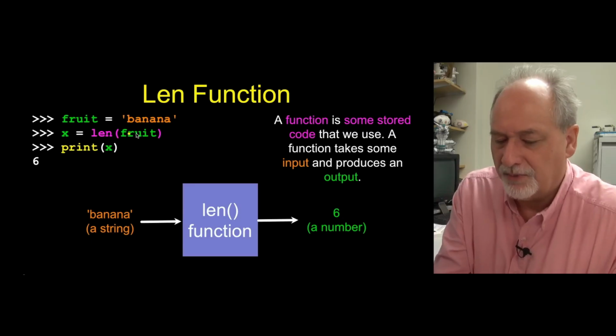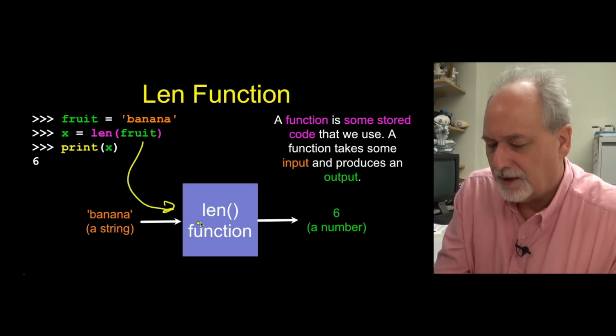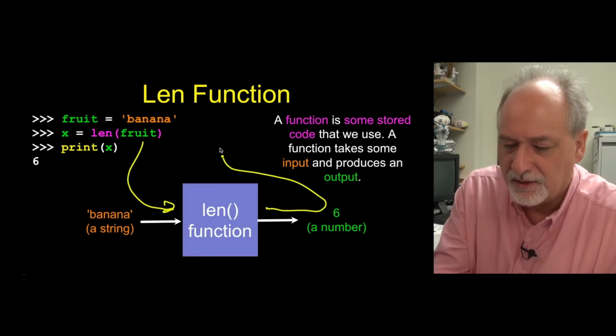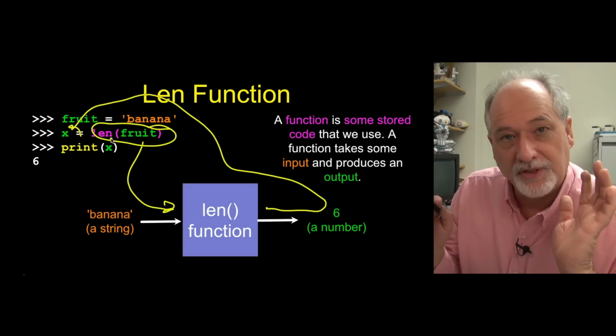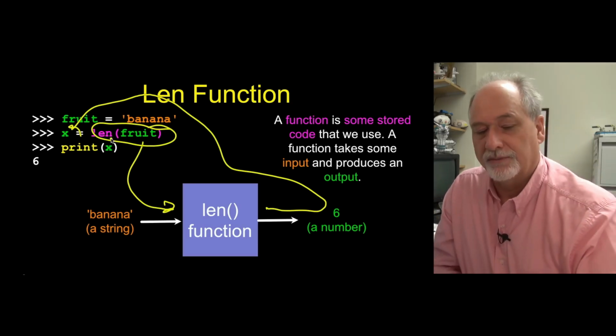Functions now for a while. You pass in a parameter, and then len does some work, and out comes 6, and that goes back into x because the function has a residual value. It just happens to be a built-in function.